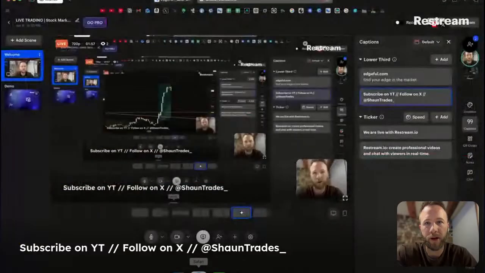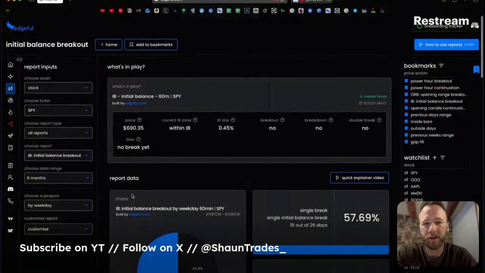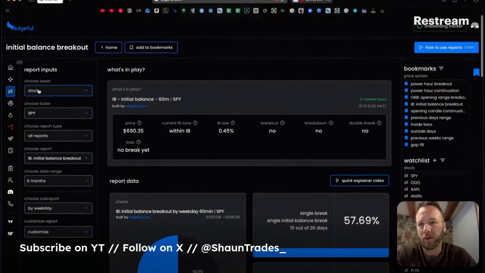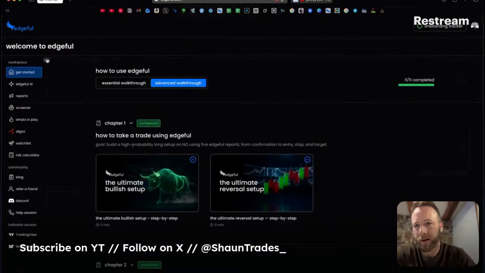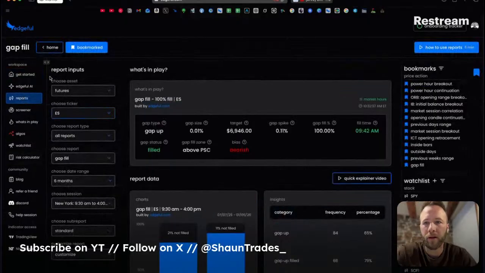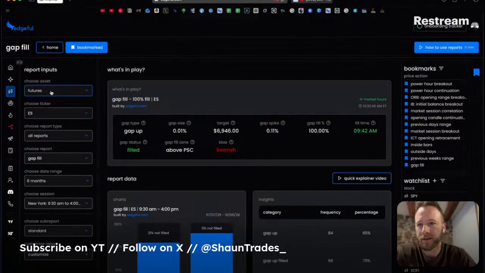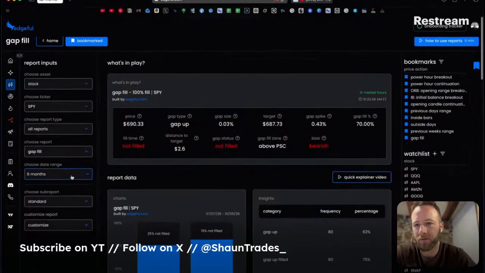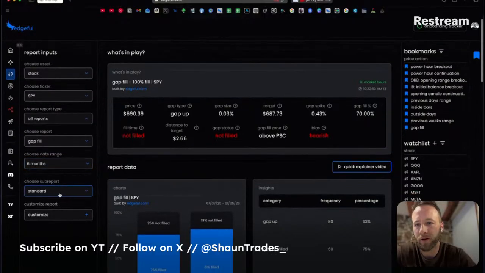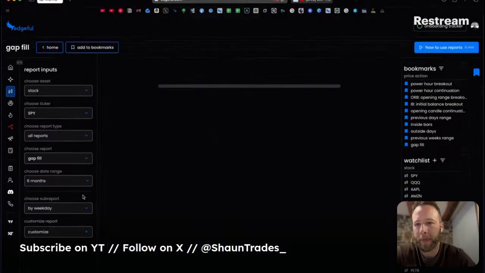Now, if we go over to the Edgepool platform, what we do is we go back to the home section, and then we're going to open up this little tab here, and we can go down to reports. And then from here, we're going to select stock. Because we're looking at the SPY, you can do it with the futures, but I prefer to do it with SPY, to be honest. And then 6 months is kind of the default range, which of course we'll leave for now. And then choose sub-report here on the left. I normally go by weekday.